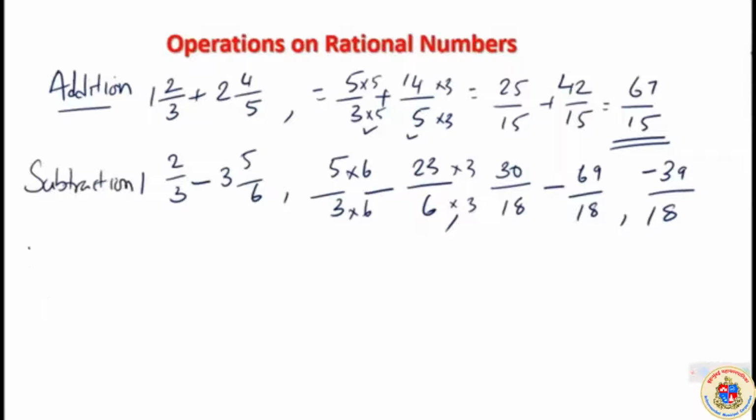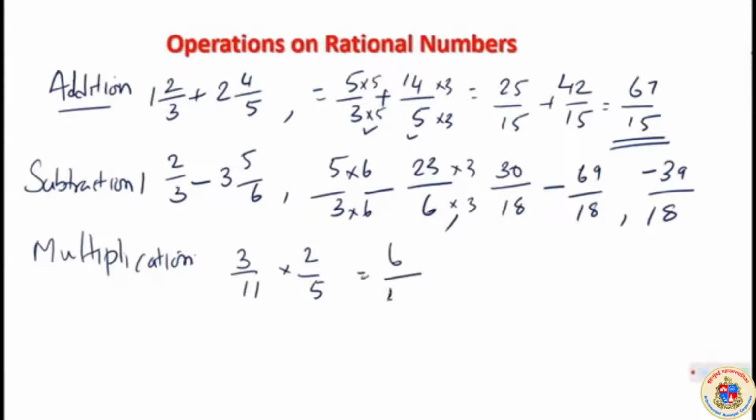Then you studied about multiplication. These are all there in your textbook. You will do it again, each and every sum or question asked in the exercise. If it is about multiplication, it is quite simple. In fact, 3 upon 11 into 2 upon 5, for example, if it is given like that, you have to simply write 6 upon 55.